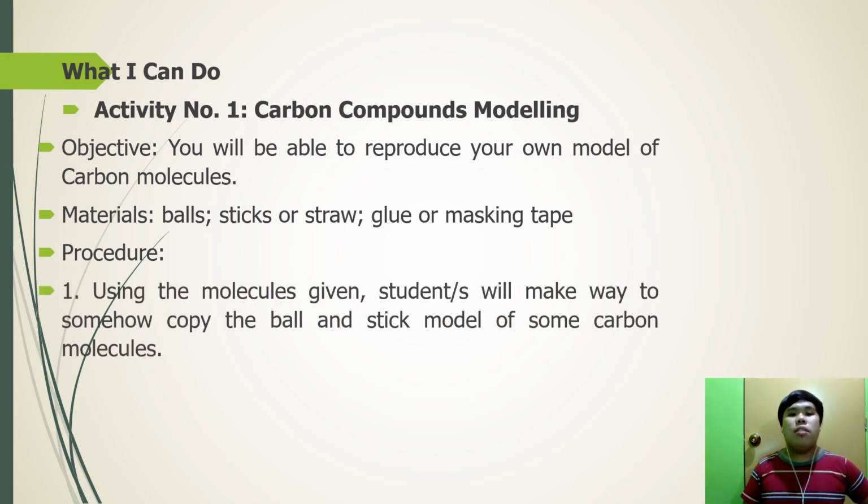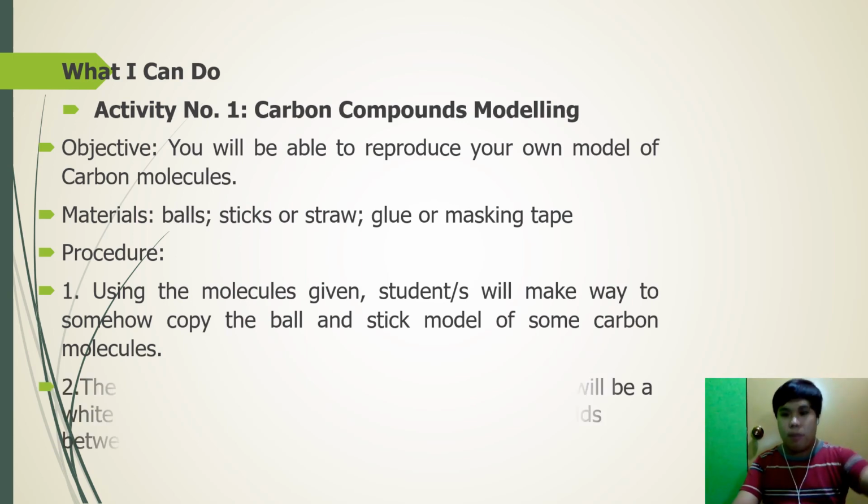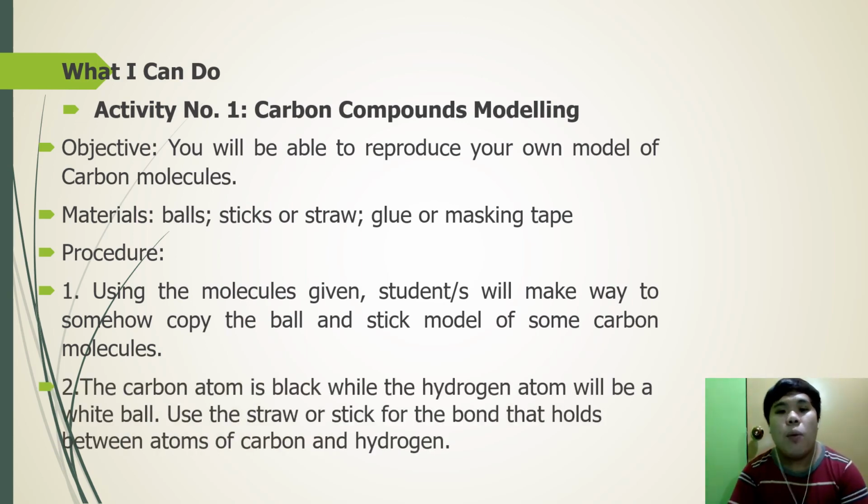Procedure. Using the molecules given, students will make a way to somehow copy the ball and stick model of some carbon molecules. The carbon atom is black while the hydrogen atom will be a white ball. So again, it is not compulsory that you follow the color. As long as carbon is different, hydrogen has a different color as well. Use the straw or stick for the bond that holds between atoms of carbon and hydrogen. So again, you can use anything as a base for the straw or stick as long as it can be formed.